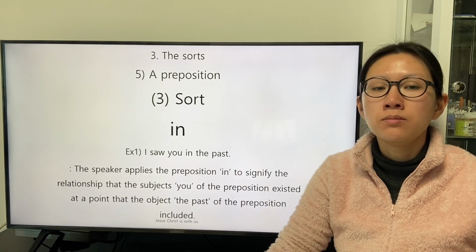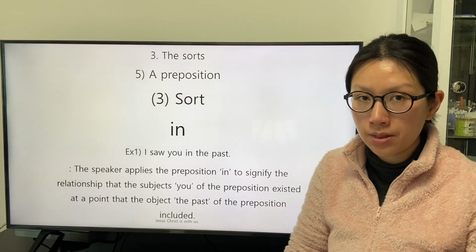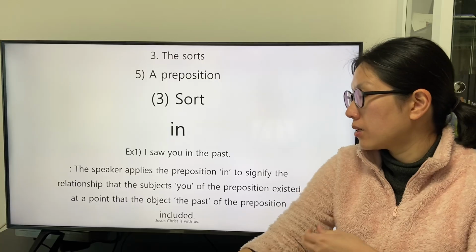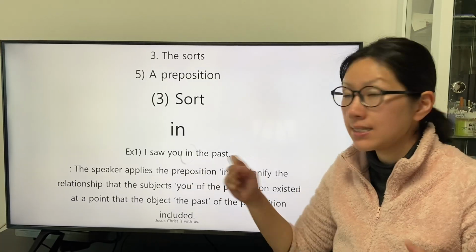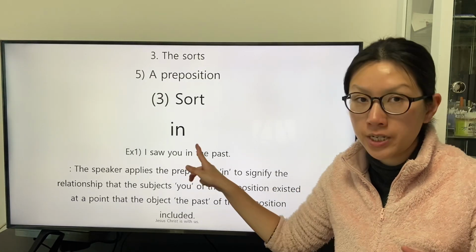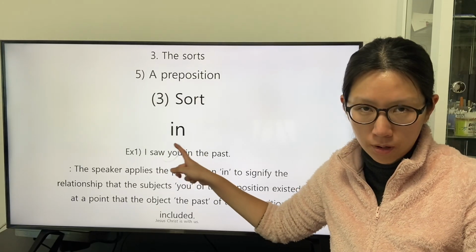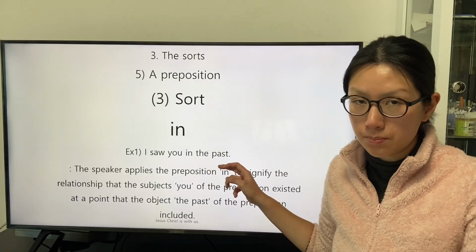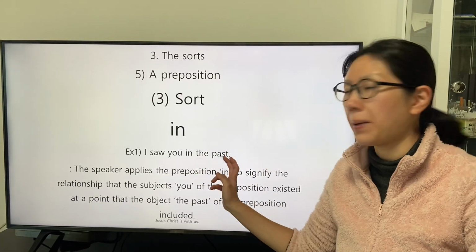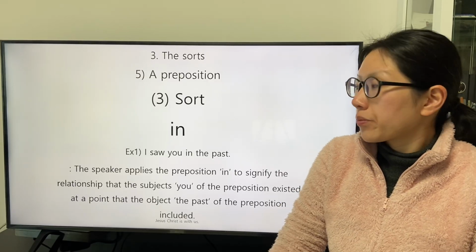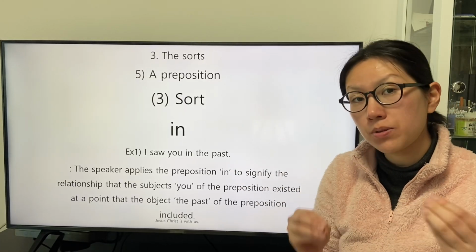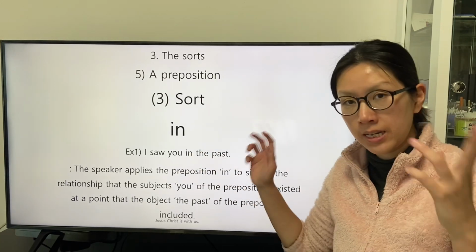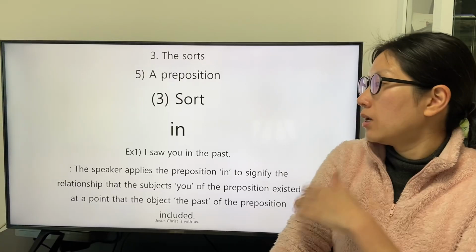There is a clause. I saw you in the past. In this clause, the preposition in is applied to mediate the subject of the preposition, who are the listeners, and the object indicated by the phrase of the noun, the past. According to the definition of the preposition in, we can understand that the listeners are included in the object, the past.